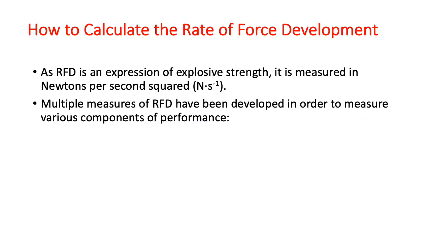Now, how to calculate the rate of force development? What are the methods? RFD is basically an expression of explosive strength. It is measured in Newton per second, because it is basically max force peak over time. Time is in seconds, so when you take it above, it becomes inverse, so that means Newton per second inverse. I have written a typo error on the slide, it should be Newton second inverse.